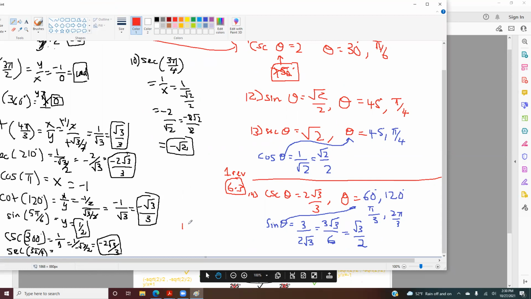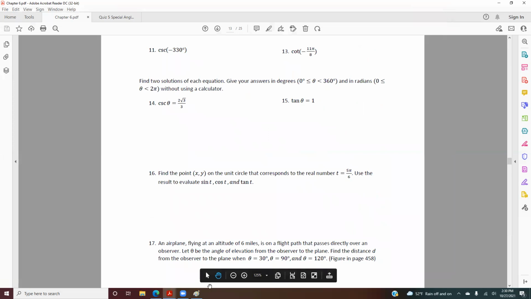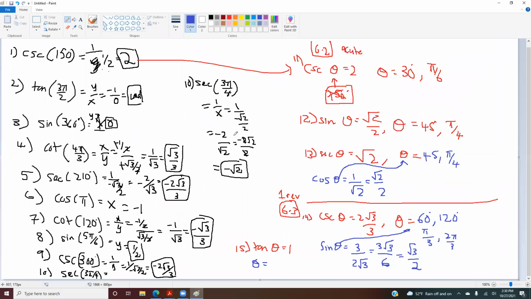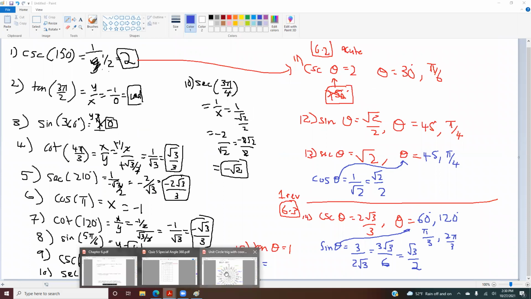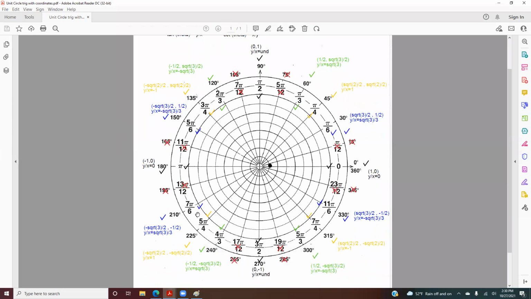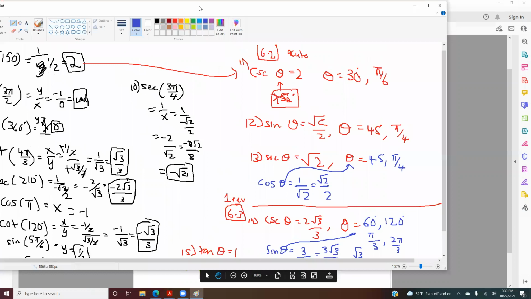And the last one we're going to do is number 15, tangent theta. The question is giving us tangent theta equals 1. I just copied it down here. So can someone tell me what theta is? Again, use your unit circle. That's the reason why I recommend you get used to your unit circle, because you will be using it quite a lot. Does someone know what tangent is? What angle gives us 1 for tangent theta?